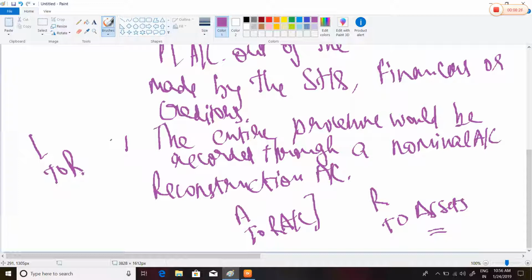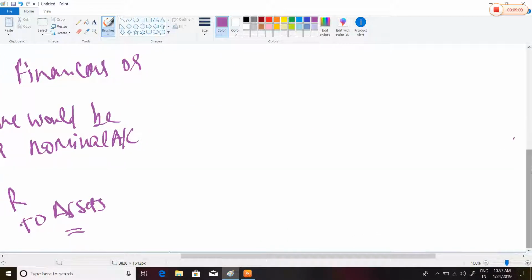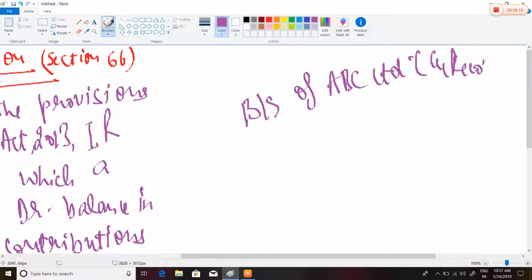In the exam, the examiner may ask you to prepare journal entries and the balance sheet of the company. Whenever you make the balance sheet, you will write the balance sheet of, let's say, ABC Limited, and in brackets you will write 'and reconstructed'.